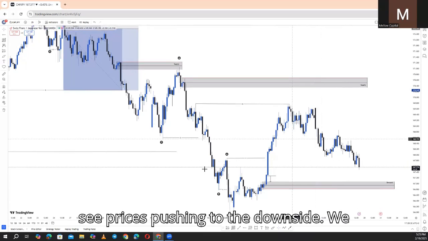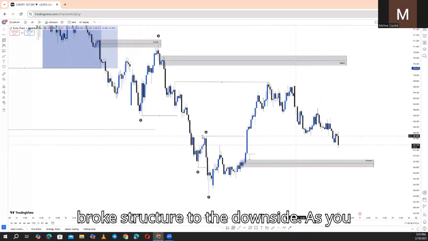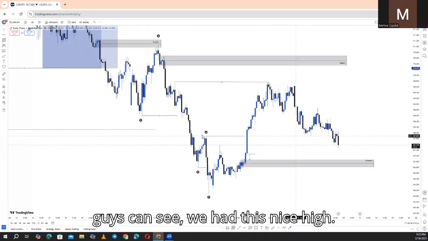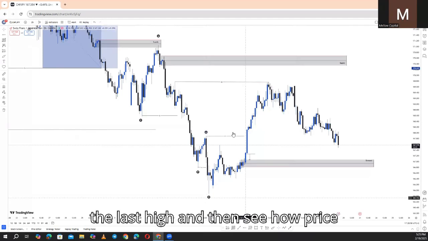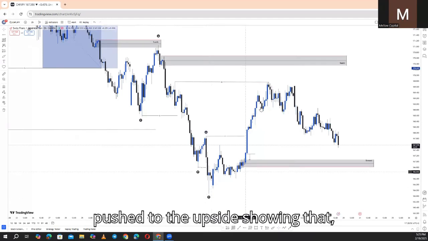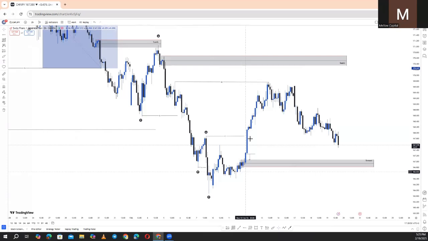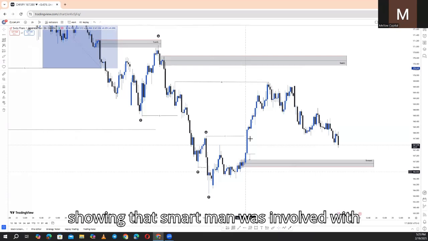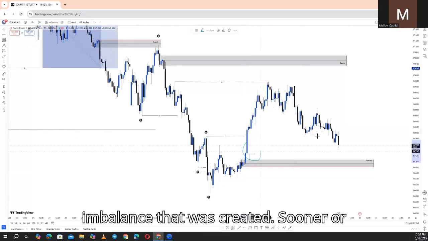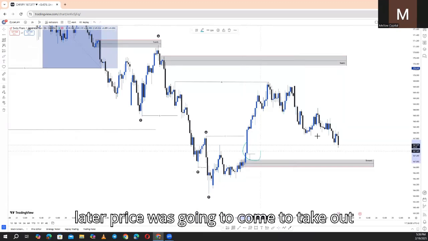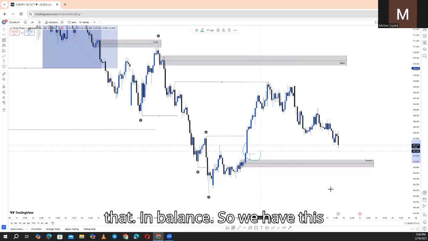As you guys can see, price was pushing to the downside. We broke structure to the downside. We had this nice high. Then price couldn't create a new low. And then we took out the last high, and see how price pushed to the upside, showing that smart money was involved with massive candles. We have this massive imbalance that was created. Sooner or later, price was going to come to take out that imbalance.